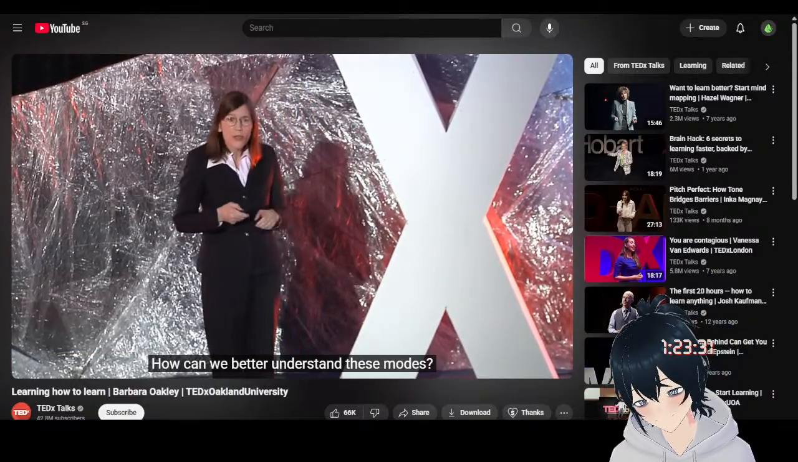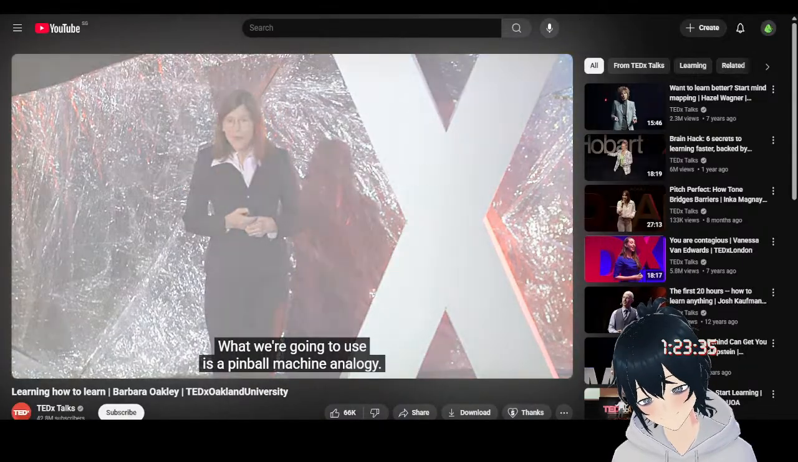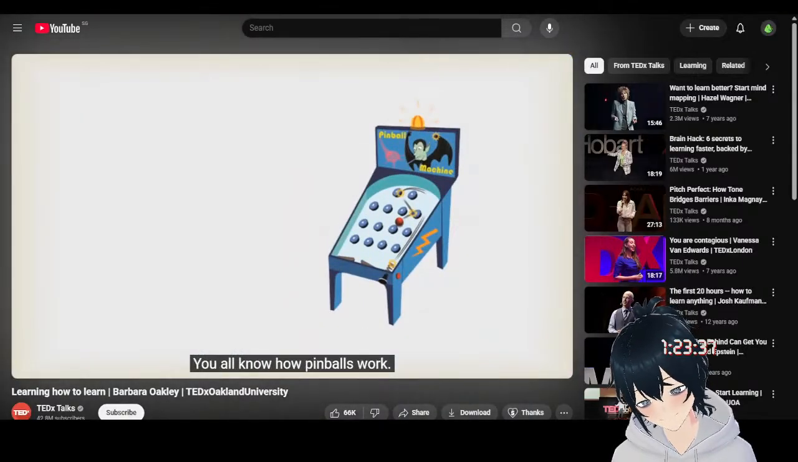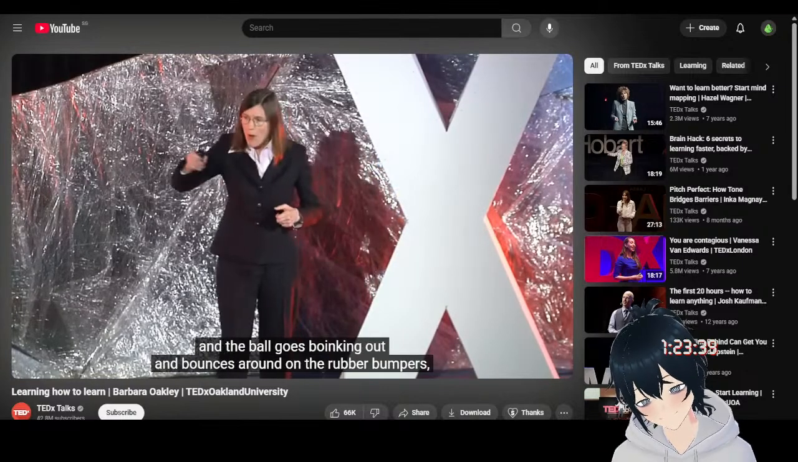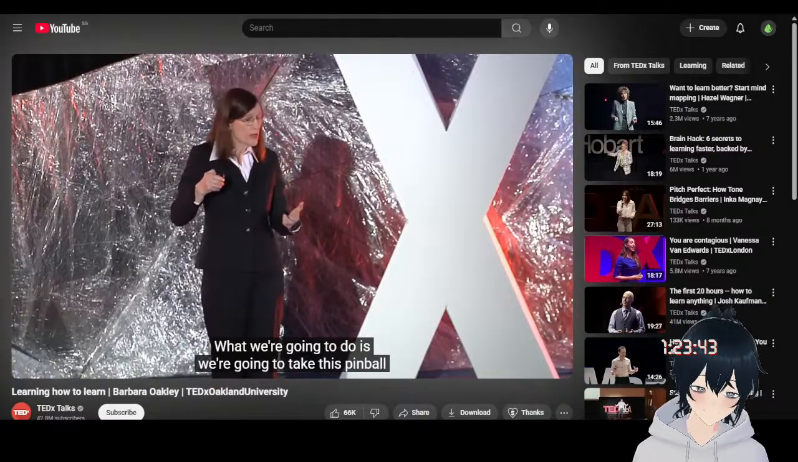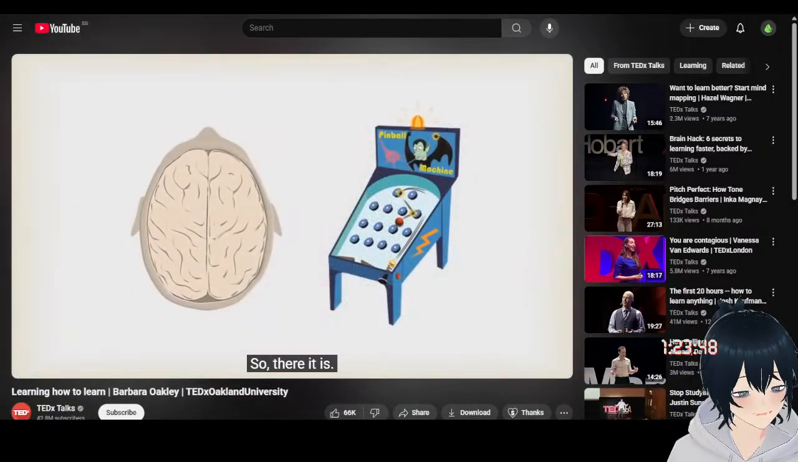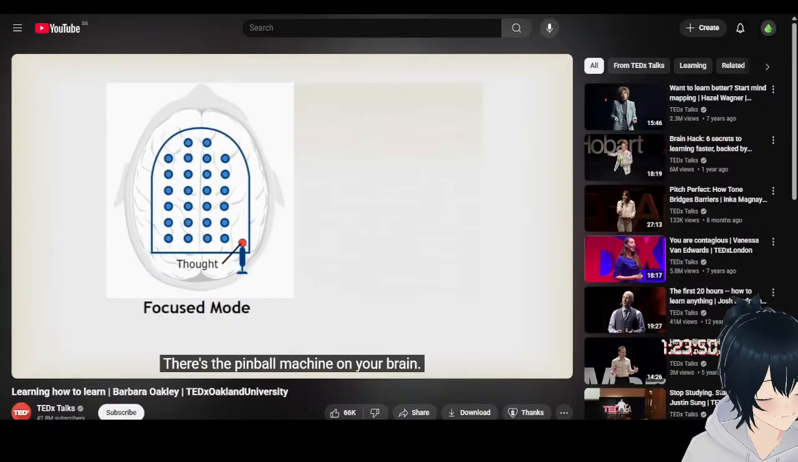Now, how can we better understand these modes? Through analogy. Now, what we're going to use is a pinball machine analogy. And you all know how pinballs work. You just pull back on the plunger and the ball goes blinking out and bounces around on the rubber bumpers, and that's how you have points. So what we're going to do is we're going to take this pinball and we're going to put it right on your brain. So there it is. There's the pinball machine on your brain.